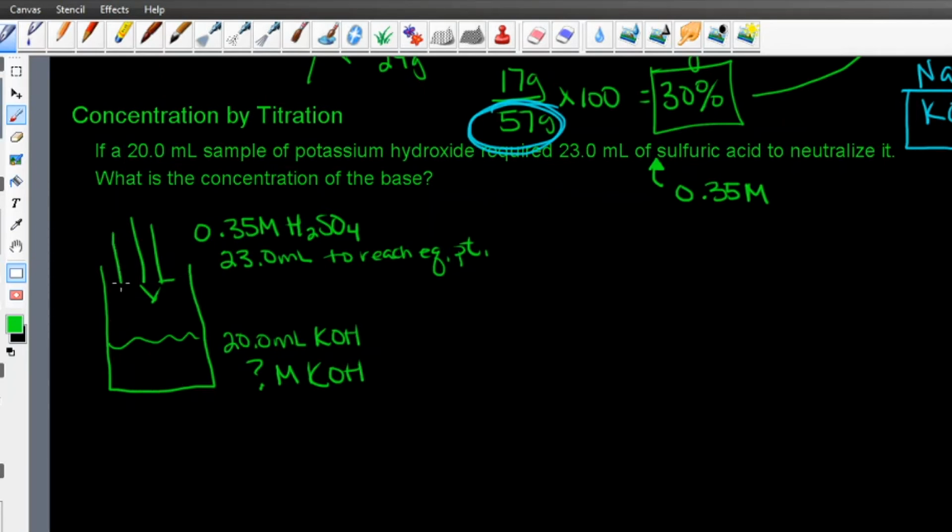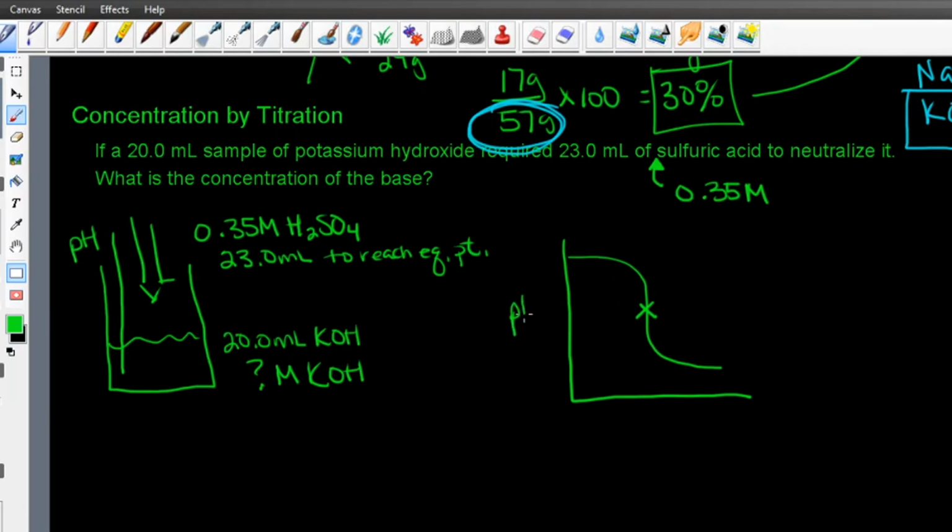Or we could have used a pH probe, a pH meter, and looked at the pH curve. In fact, this pH curve would have started off basic, and we would have known that our equivalence point is at the middle of that steep rise, or in this case, fall in the curve.